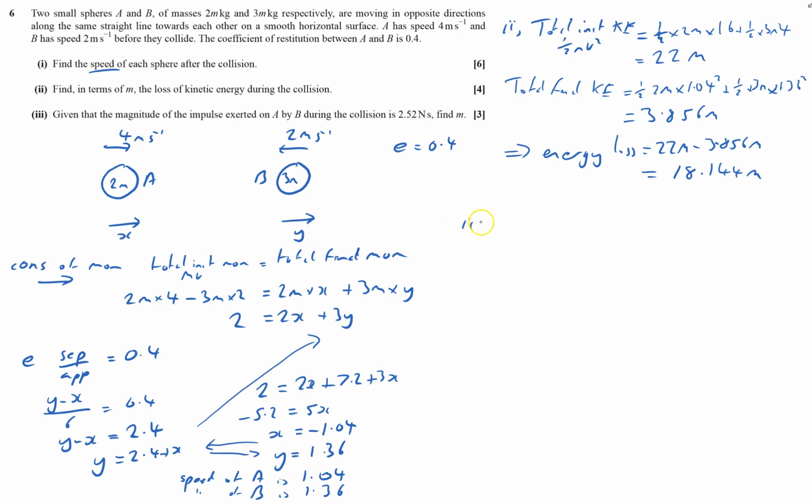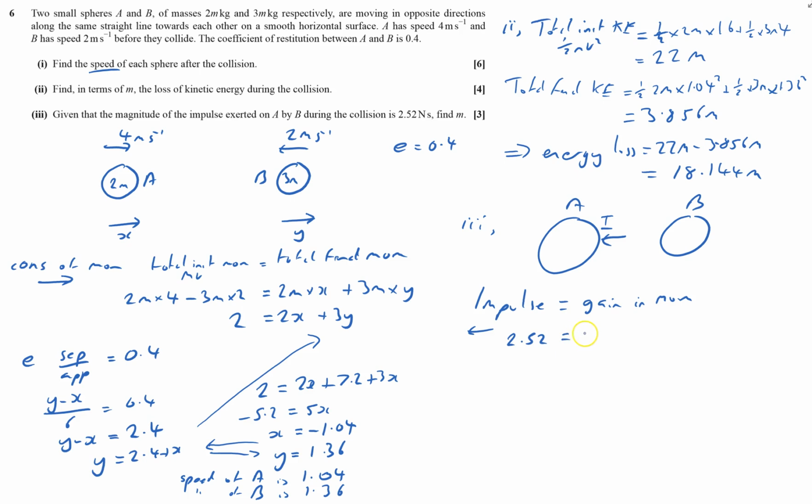And then finally, part 3. I've been given the magnitude of the impulse exerted on A by B. So I've got A and I've got B, and the magnitude of the force impulse on there, that's the impulse. I know that impulse equals gain in momentum. I have to be careful about directions when I'm doing momentum. I don't have to be careful when I do energy because that's a scalar quantity, but with impulse, I'm going to go that way, so the impulse is positive, 2.52, and it's going to be the gain.